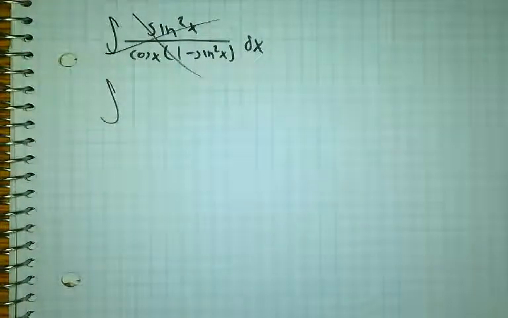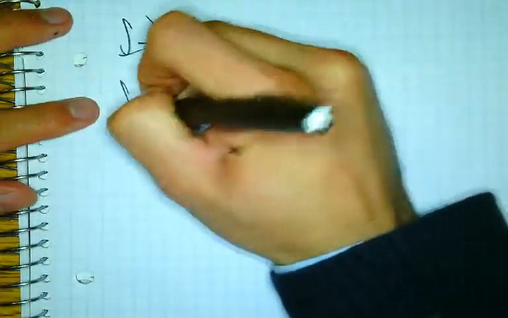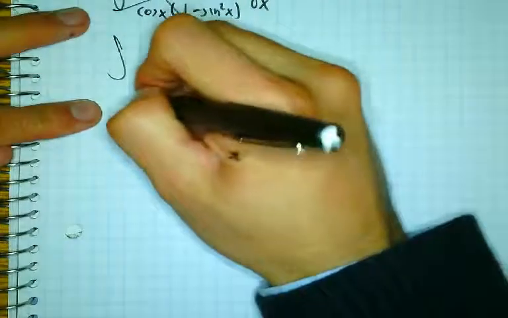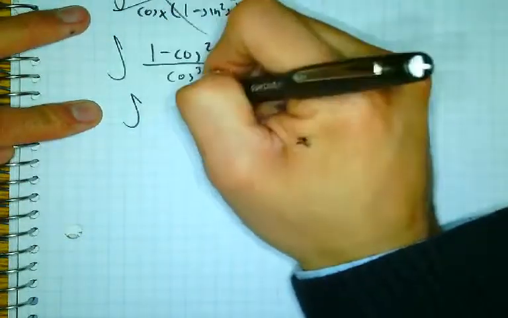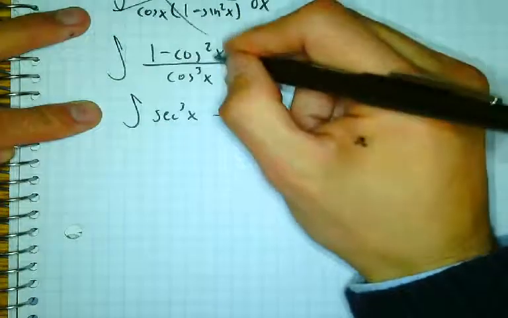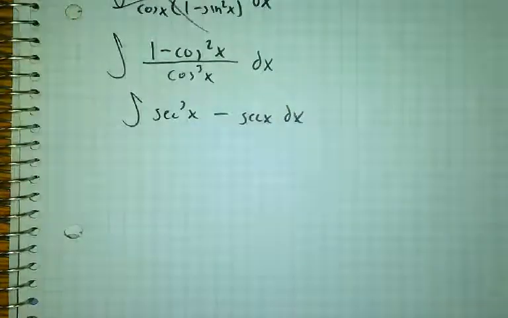Okay, so let's scratch this, right? And then we're going to keep the cosine. What was it on top? The sine squared. We're going to rewrite it as 1 minus cosine squared x over cosine cubed x, which then becomes 1 over cosine, so that'll be a secant cubed x minus 1 over cosine, which would be just a secant x dx, right?